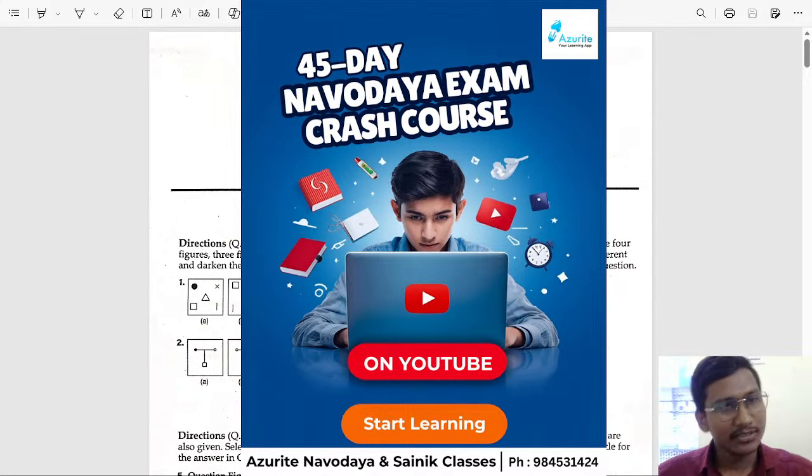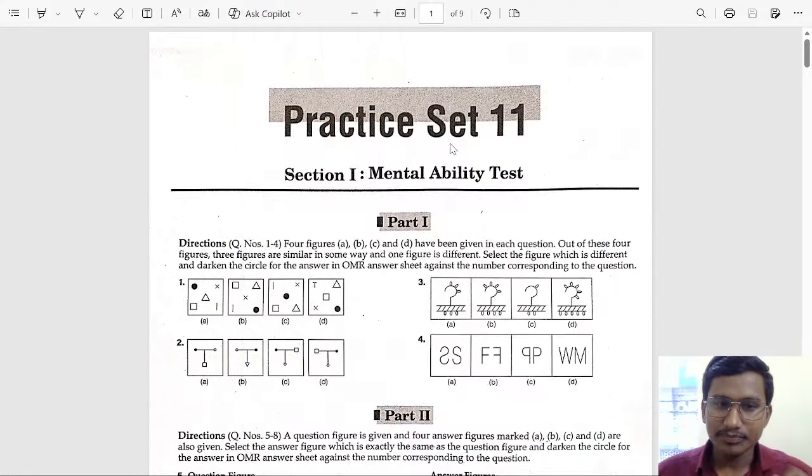So today we will be solving a complete set. Can you see here? This is set 11. So we will be solving this. You can see here.